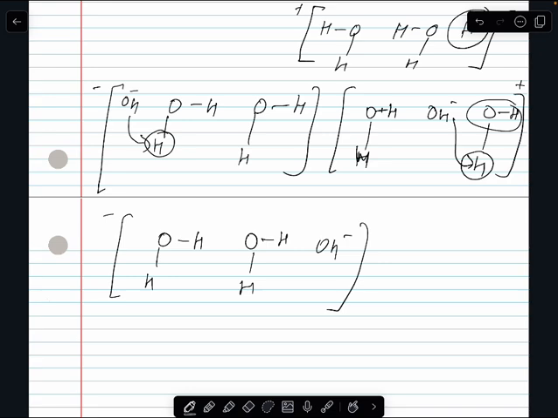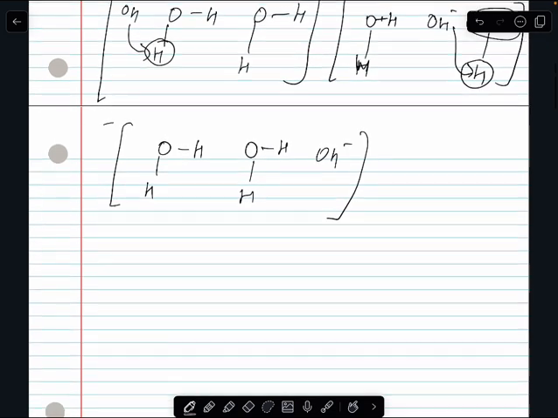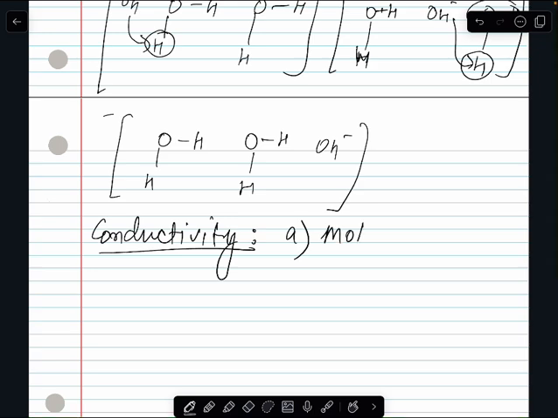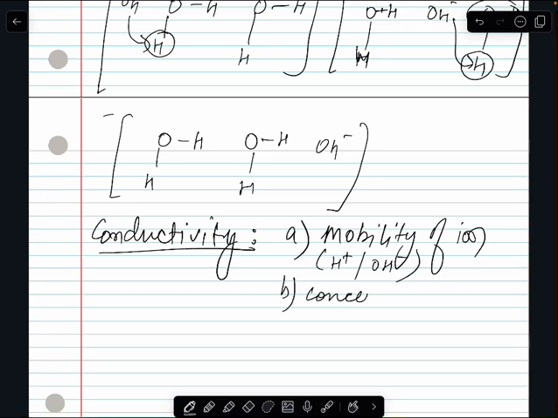And now, in general, about the conductivity of ions, conductivity depends on two factors. First is the mobility of ion, and we have seen that the mobility of H plus and OH minus is exceptionally high. Second is the concentration of ion.